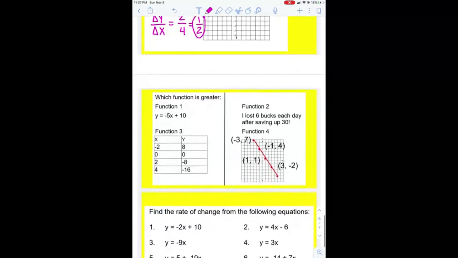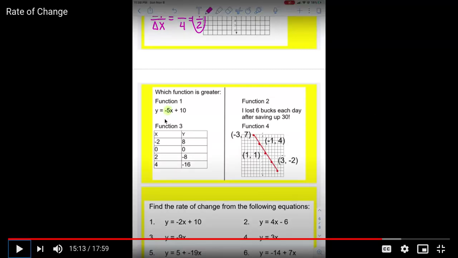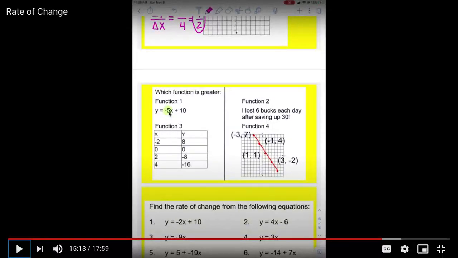So now we're going to figure out which function has the greatest rate of change. So here, when I have an equation, the coefficient is always the rate of change. So when you have an equation, there's no math you have to do to figure out the rate of change. It's super easy. Right here, the coefficient is -5, so my rate of change is -5.